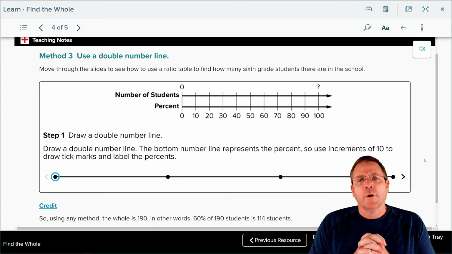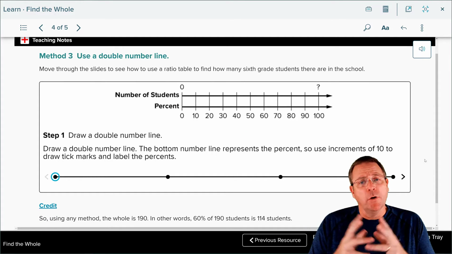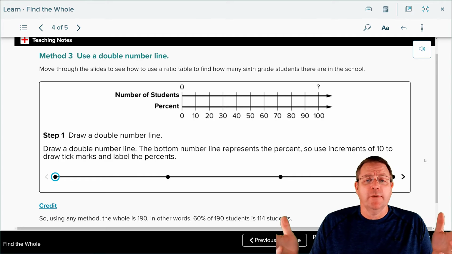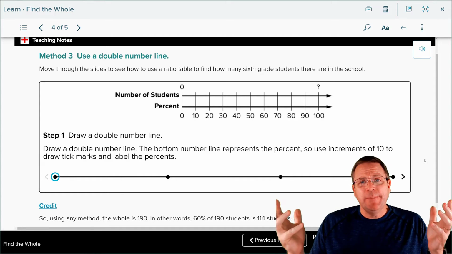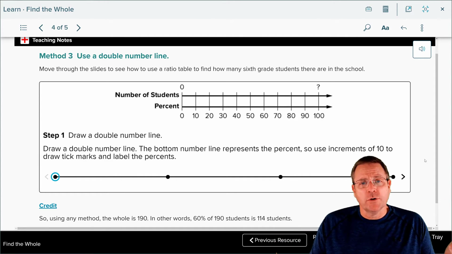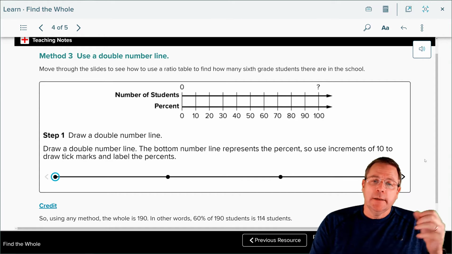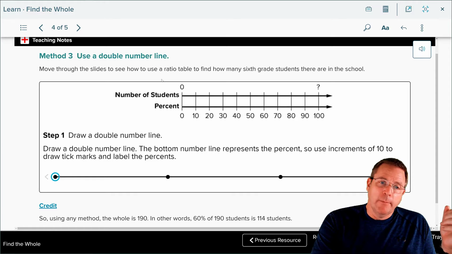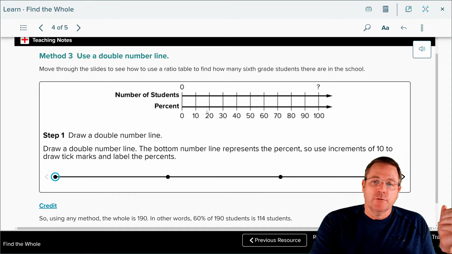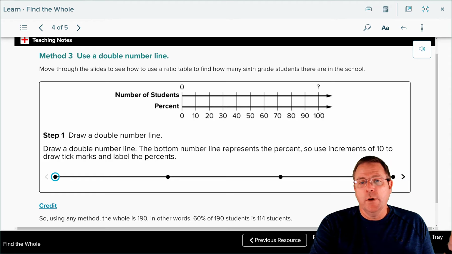Method 3 represents the double number line. Now you all know I'm not a big fan of this method, just because to me it seems to take a lot more work to do. But if it works for you, so be it. Once again, they've set up your top and bottom, your number of students compared to the percent. You have your 0% listed to 100%.